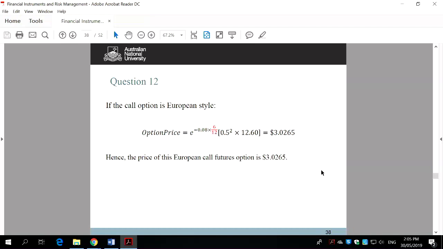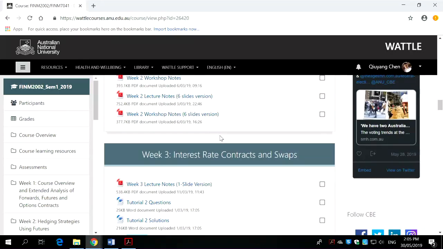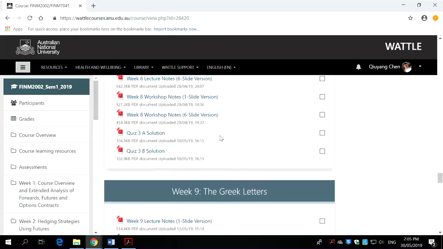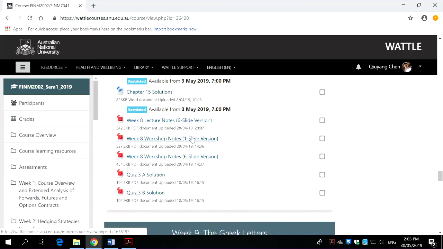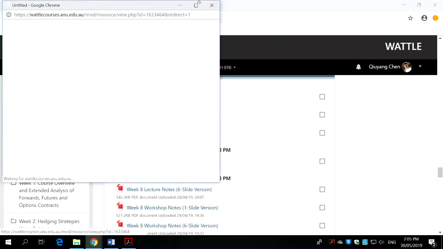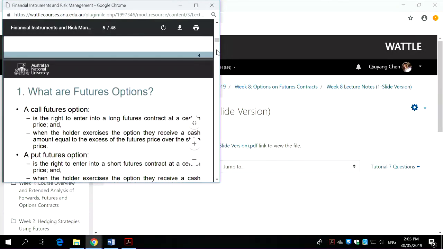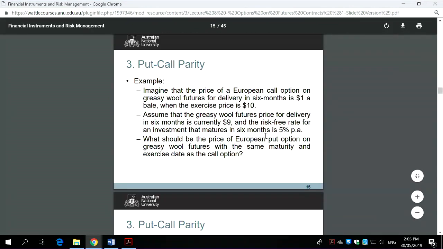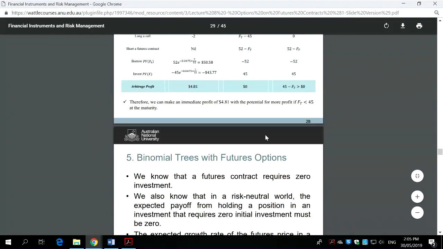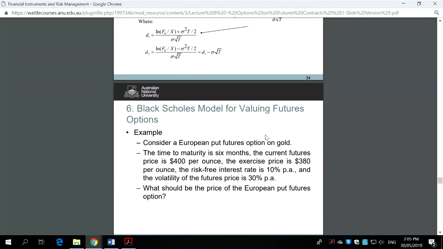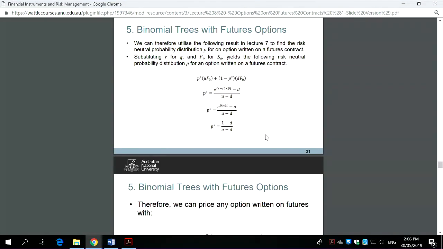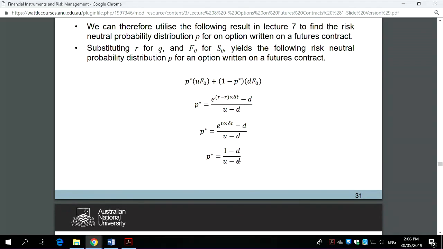Yeah, so I talked about this in week number 8. Just let me show you this slide here. That's the way we derive this equation.